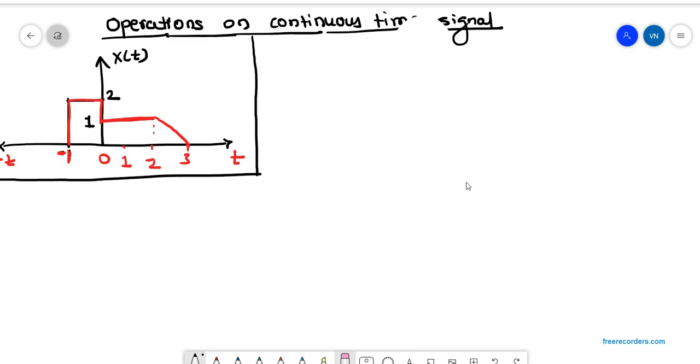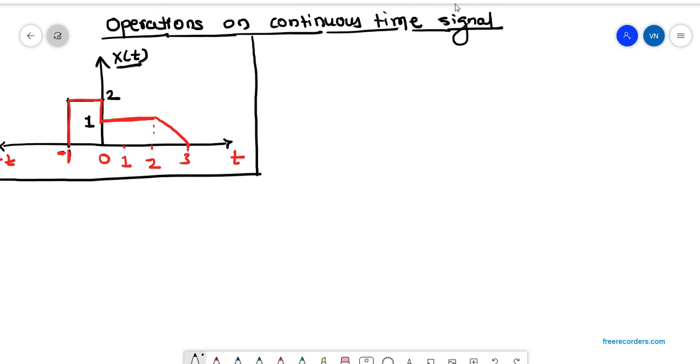In today's video, we're going to see operations on a continuous time signal. Basically, this is one of the signals that I have taken. The name of this signal is x of t, and this is the signal that I have taken as an example. Now I have to operate different operations on this signal.